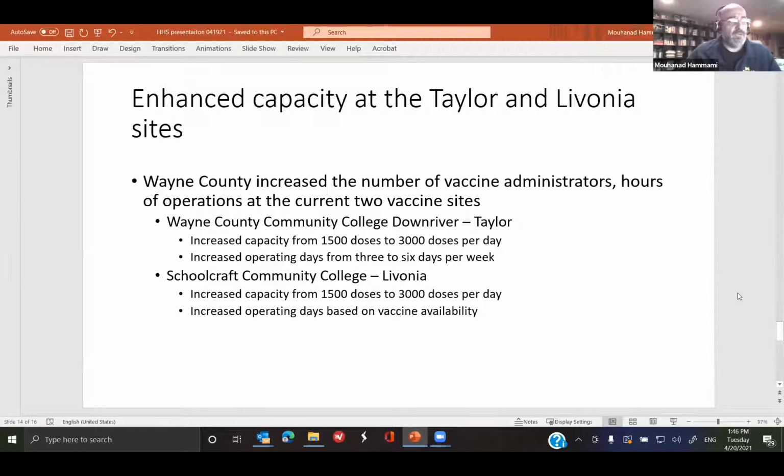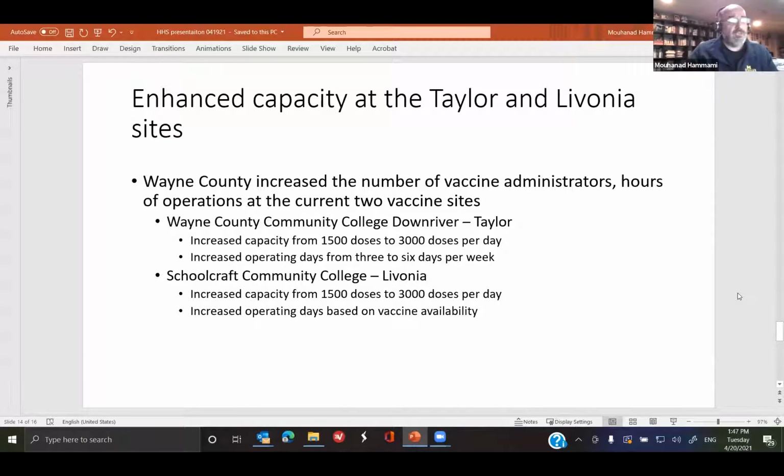So we have increased our capacity to administer doses at the Downriver site, which is Wayne County Community College in Taylor, from 1,500 doses to 3,000 doses per day. We also increased our operation from 3 days per week to 6 days per week. So we are literally open Monday to Saturday at Wayne County Community College and have the ability to administer 3,000 doses per day starting this Monday. Yesterday was our first day.